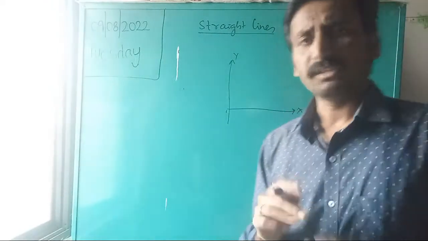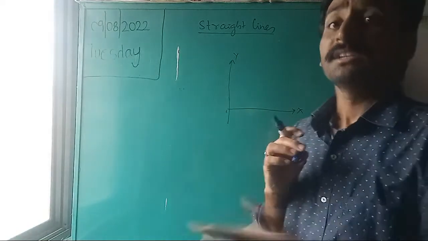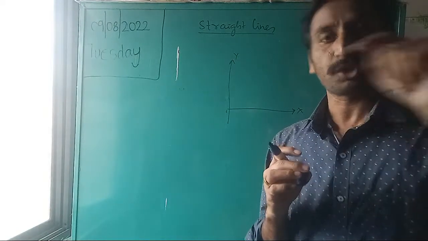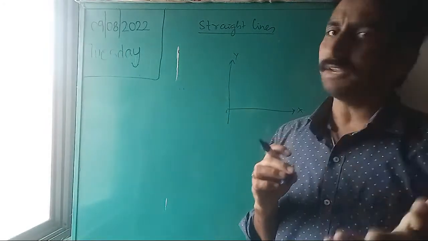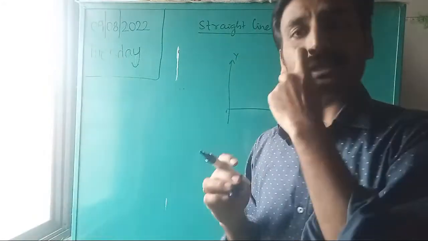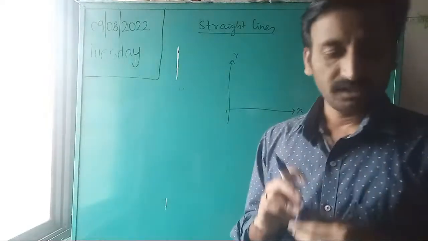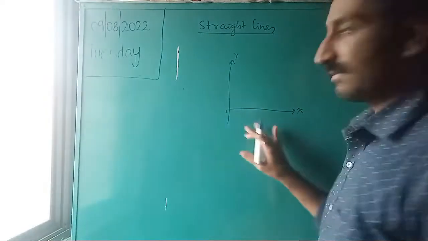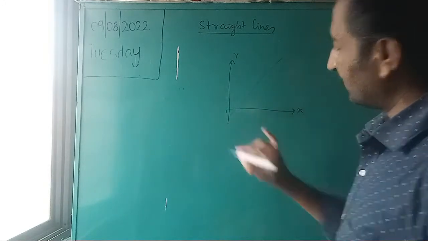Why? Because generally, if a line is in the plane and you cannot identify the position of the line, then it's very difficult to identify each point of the line. So if it is difficult to identify each point, then you cannot find the line, correct? So for that, we consider the reference axis. Now suppose you have a straight line like this, correct?